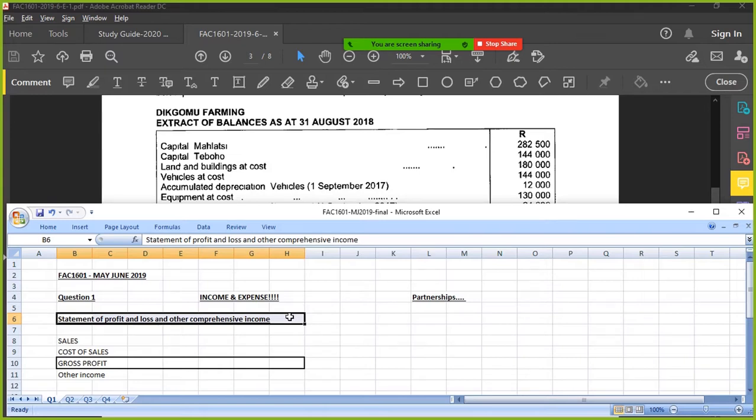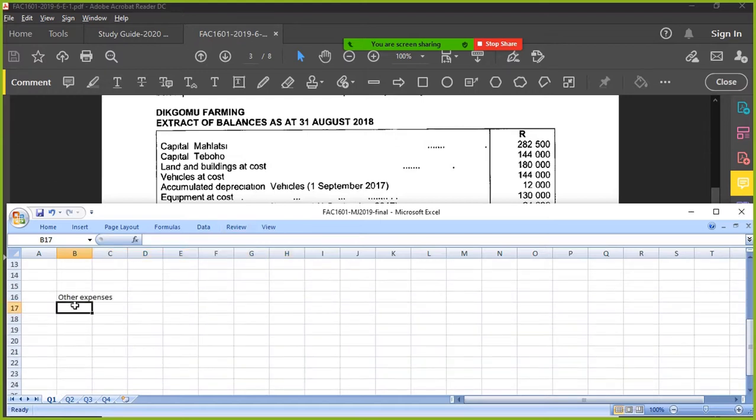Yes. Okay, if you get your exam technique right, then you'll never ever run out of time. Sometimes you might run out of time because you've tried to do too much or you overthought it. So capital, SOCI. Capital, SOCI. Land and buildings, financial position. Vehicles, financial position. Depreciation, I do need.